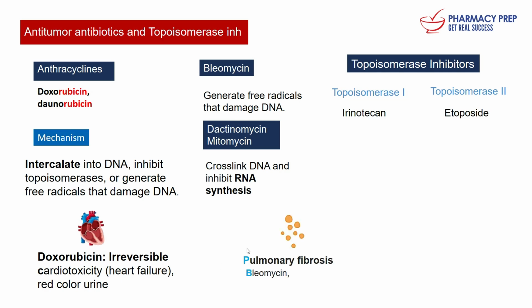Other important toxicities: bleomycin is known to cause pulmonary fibrosis because it generates free radicals. And then irinotecan, which is a topoisomerase 1 inhibitor, is known to cause acute diarrhea.